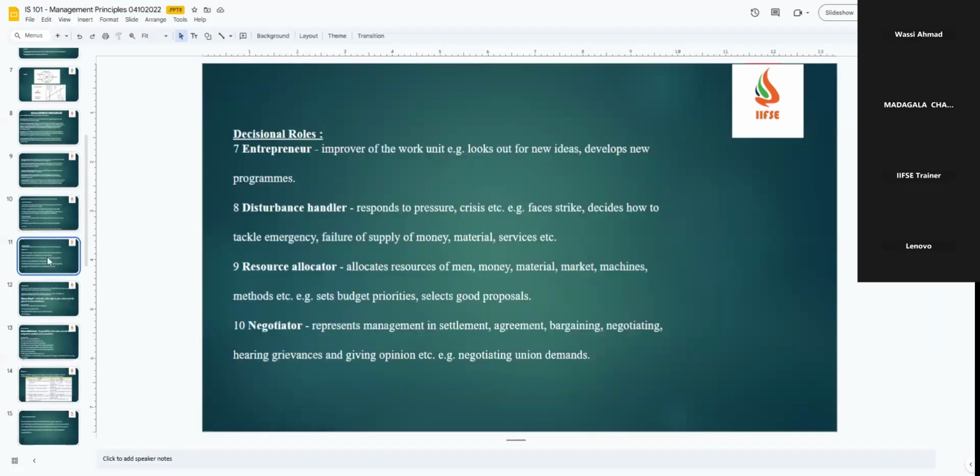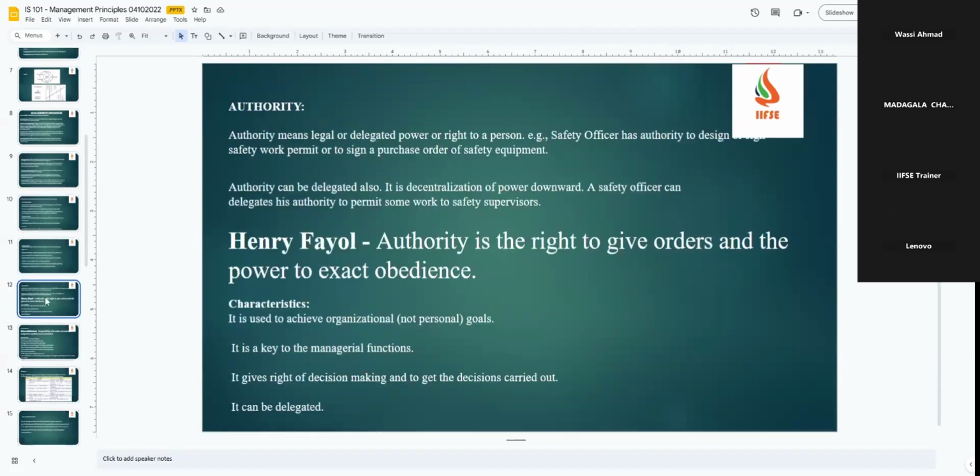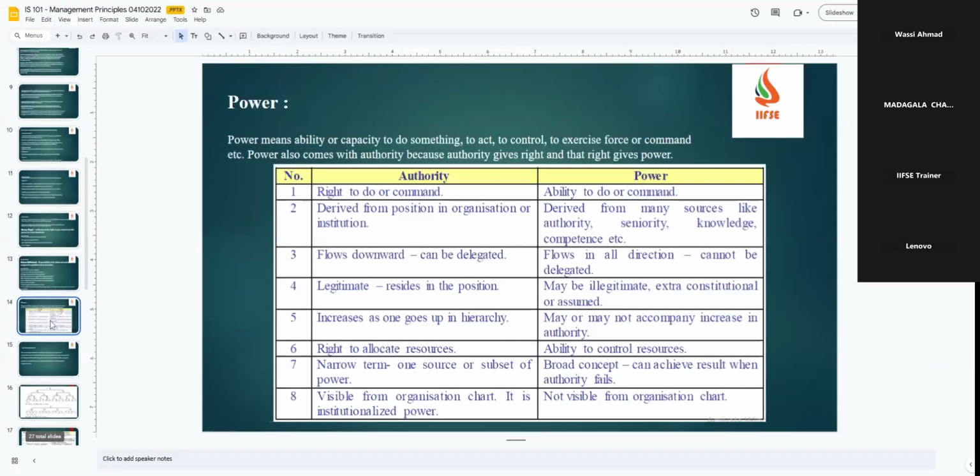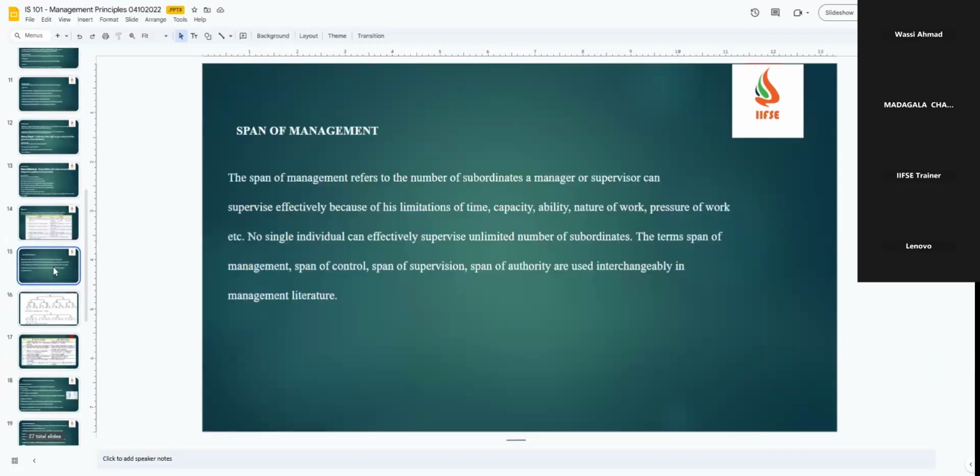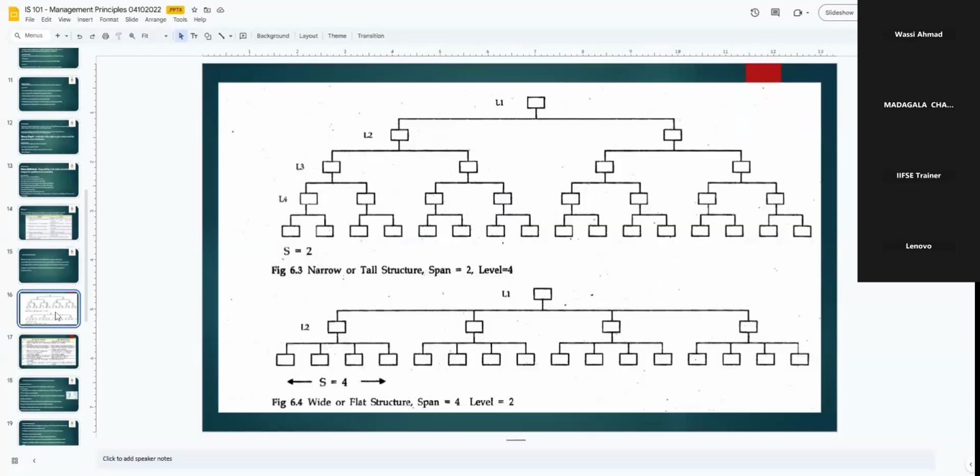Interpersonal, informational, or decision roles. Then we talked about authority and power. We have seen the difference between authority and power. Then we talked about span of management. Basically, it talks about the number of people that can be assigned to a specific manager or supervisor. Then we talked about these two structures, narrow structure and tall structure.